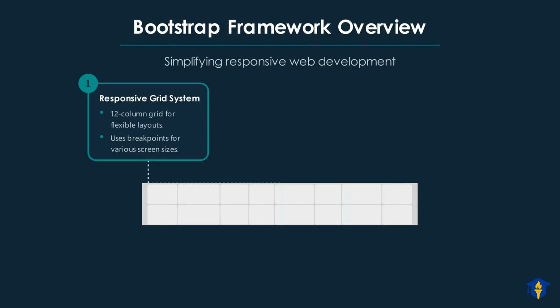This system uses a 12-column grid, making it easy to create flexible and adaptable layouts for your content. It incorporates breakpoints that adjust your layout automatically for various screen sizes, ensuring optimal viewing.